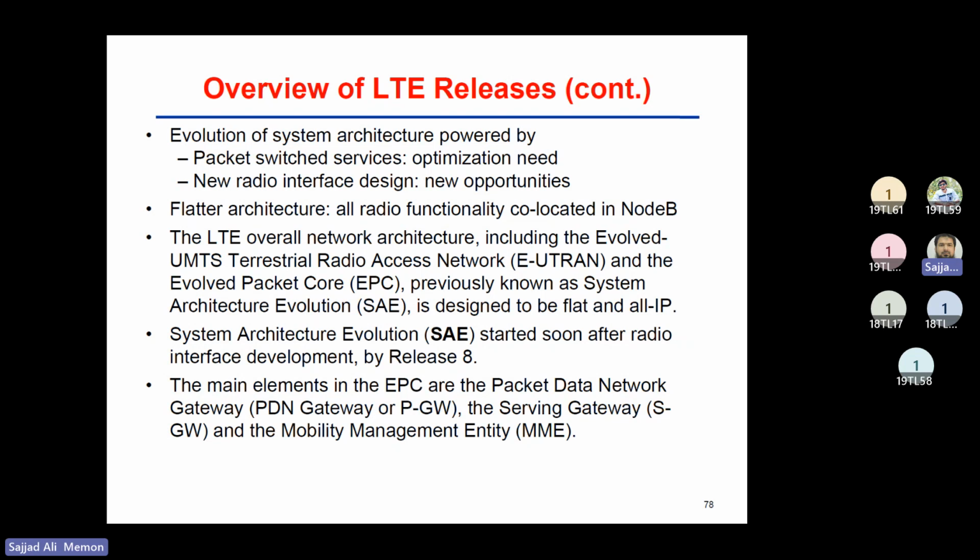The LTE overall network architecture, including evolved UTRAN and evolved core network, evolved packet core, previously known as system architecture evolution, is designed to be flat and all IP based. Flat means the same, and IP means it's evolved in the access network as well as the core network. System architecture evolution started soon after radio interface development by release 8. The main elements in the evolved packet core are the packet data network gateway, PDN gateway or PGW, the serving gateway or SGW, and the mobility management entity, that is MME.